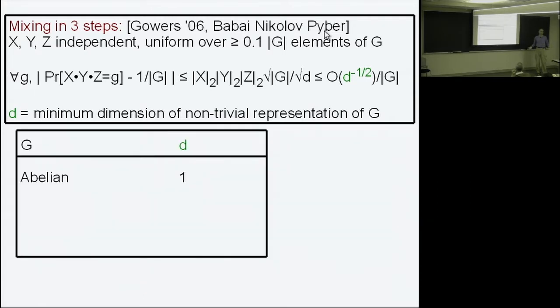If the group is abelian, then d is 1. So you don't get anything from abelian groups, as you should, because they don't work. And it's known that for an important class of groups, the simple non-abelian groups, this d parameter is non-trivial, about the square root of log of the size of the group. So in this case, you get a non-trivial bound. Sometimes you get much better, but this is the worst possible that can happen for a simple non-abelian group. But there are groups which are much better. That's the focus of this talk.